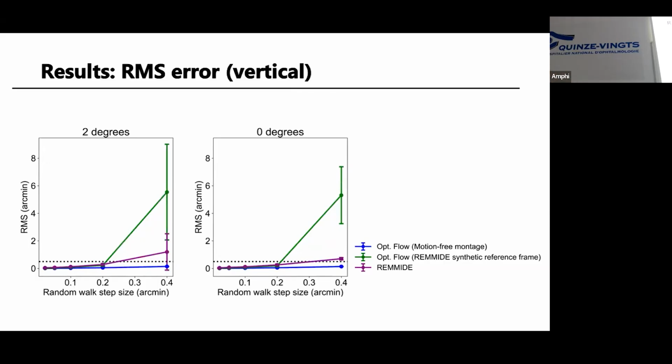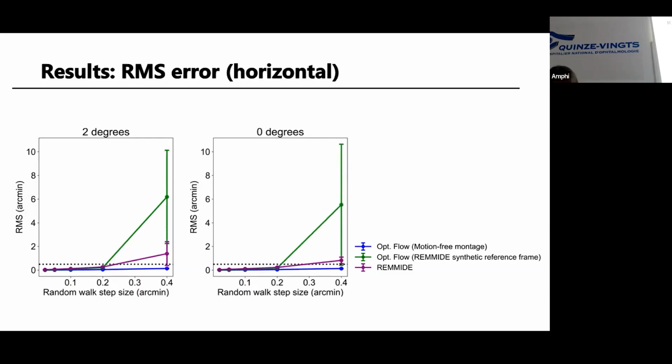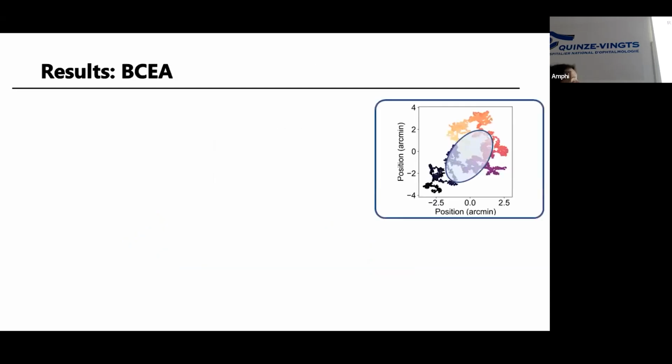However, if you extend that out to those more extreme eye movements where it's very unstable, the optical flow algorithm starts to break down. And this is probably because the parameters aren't really tuned to these large movements. So remedy is more robust to these less stable movements. And the same in the horizontal direction.